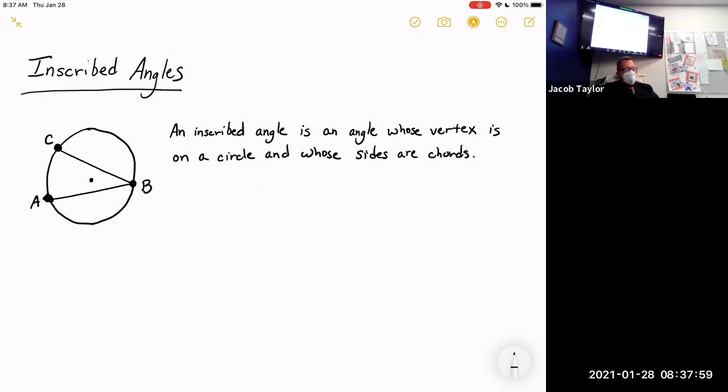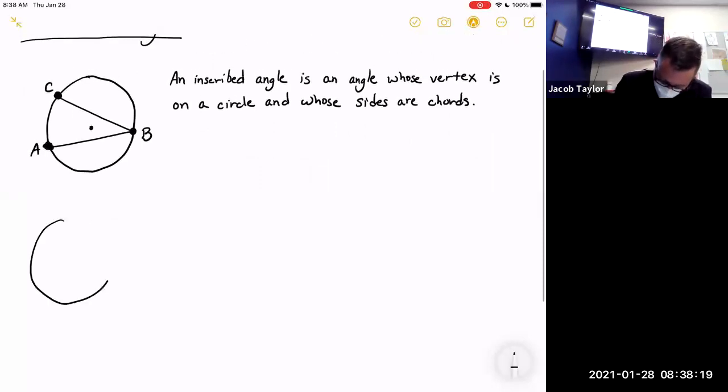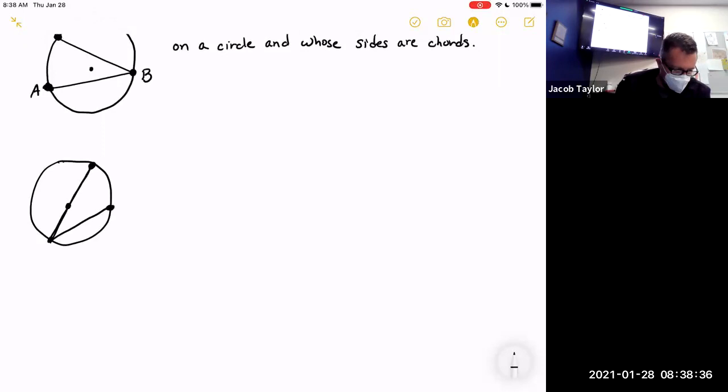Now, this diagram that I drew of an inscribed angle does not go through the diameter, but because the diameter is a chord, I could also draw an inscribed angle that actually went through the center. Let me try that again. So if one of the chords is the diameter, and the other one's just a random chord, that is a possibility for an inscribed angle where the diameter is one side of the angle.